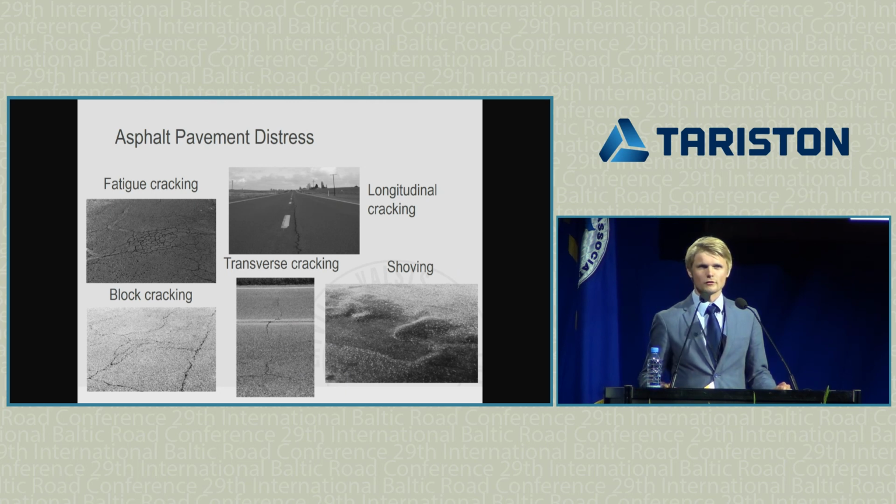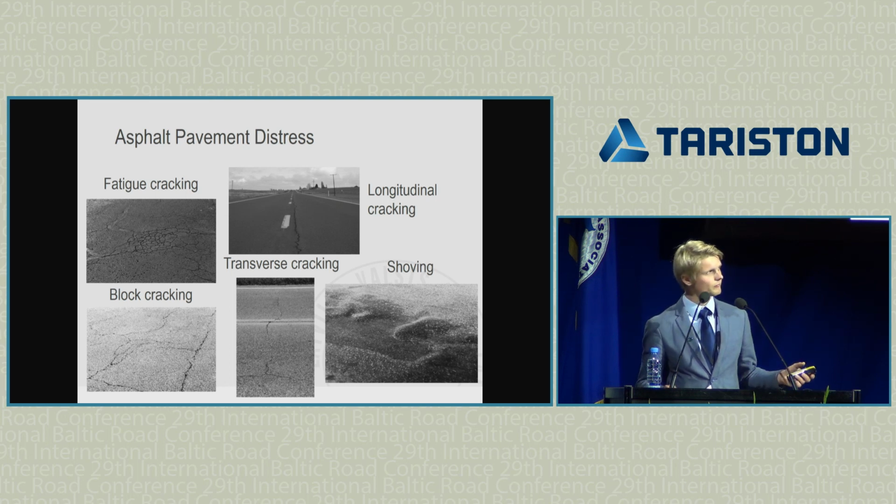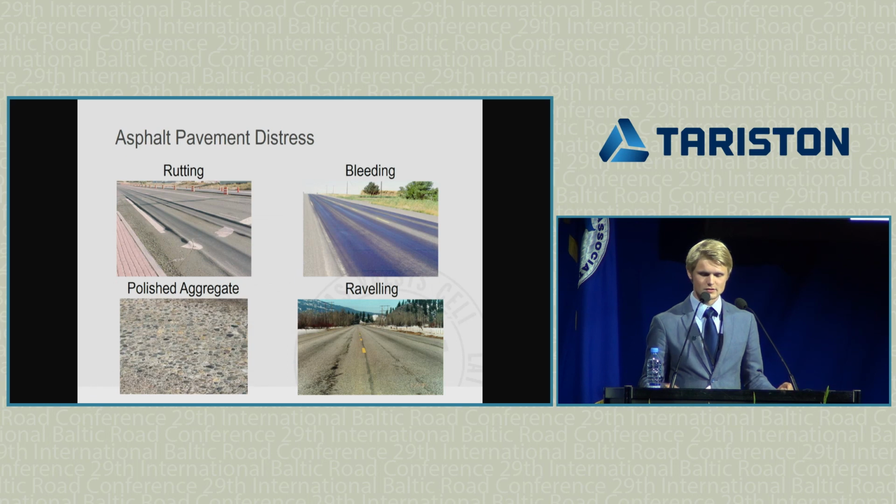We research various pavement distresses, and it's very important to understand how pavement distresses evolve. There are two groups of them. At the surface deformation belongs fatigue cracking, block cracking, longitudinal cracking, transverse cracking, and shoving. The next group is surface defects. It's rutting, bleeding, polished aggregate, and raveling.